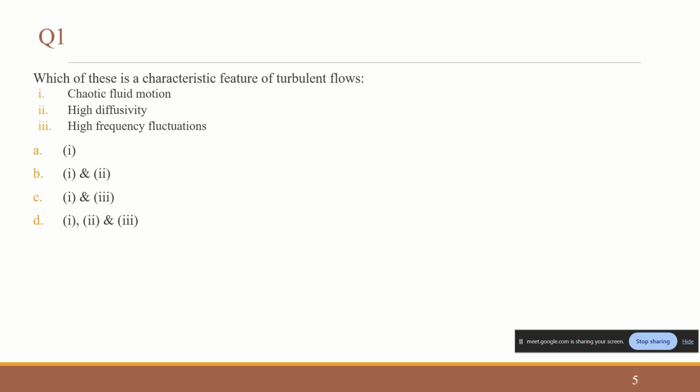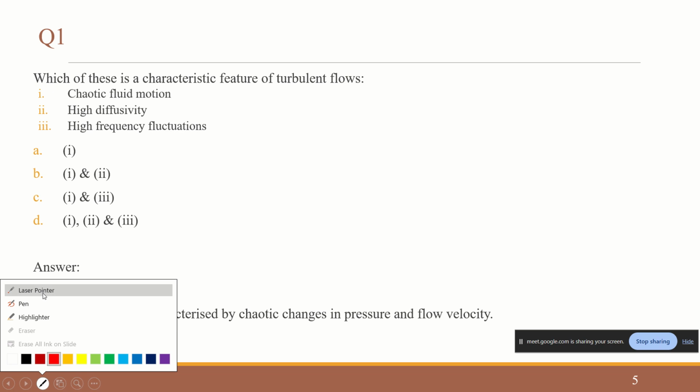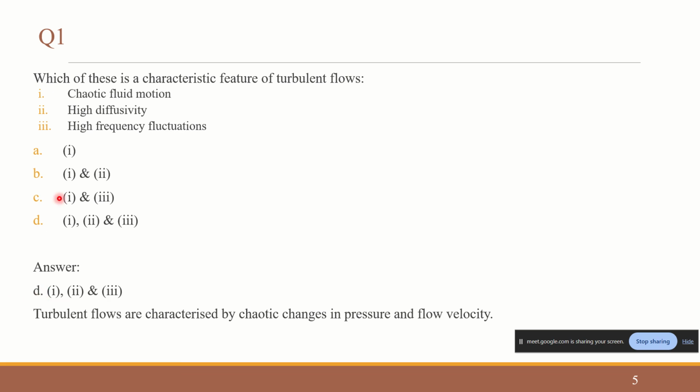Alright, option D is the right answer. Turbulent flows are characterized by chaotic changes in pressure and flow velocity. So option D is the right answer. Now we are going to question 2.